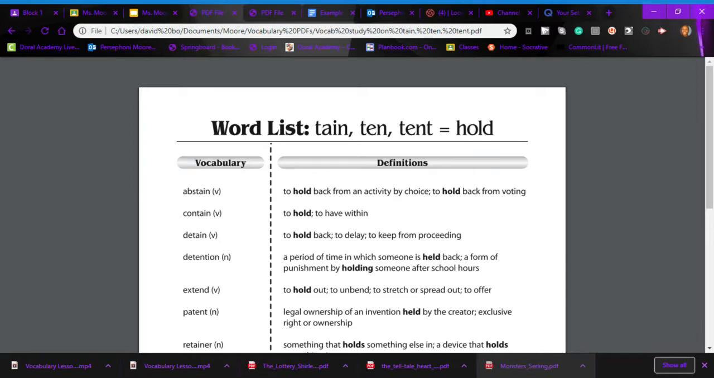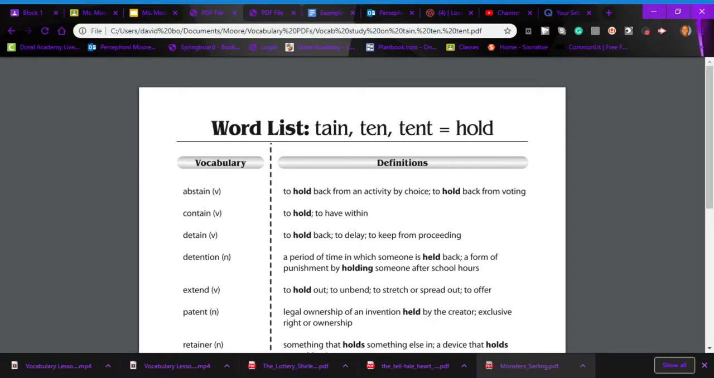We may hold out something and extend it, and not even just that, maybe extending a birthday or an event that was supposed to happen. We extended the time out. So it's not going to happen right then.